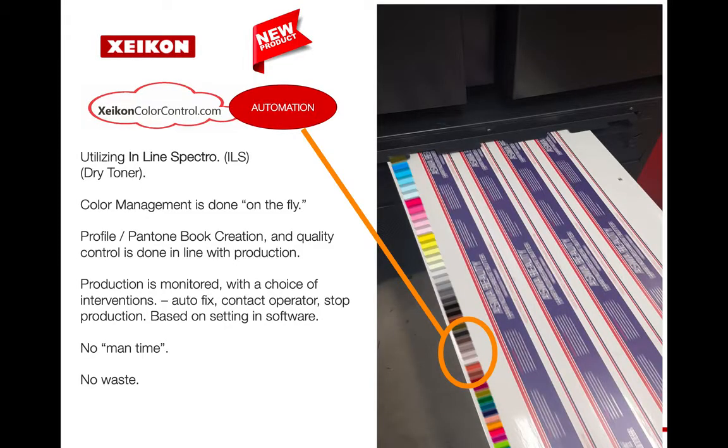Moving on, now the big innovation we've made is our automatic colour management system for the dry toner machines, where we use the inline spectrophotometer to actually do all colour management on the fly while in production. So there's no man time, there's no waste, and there's no downtime. Here's a little movie to explain how that works.